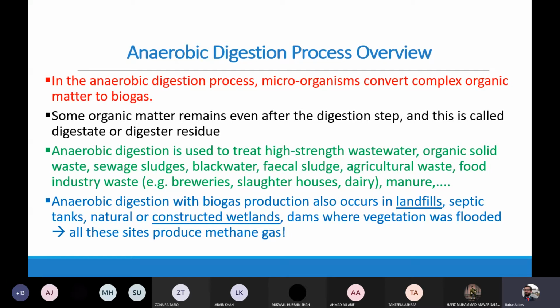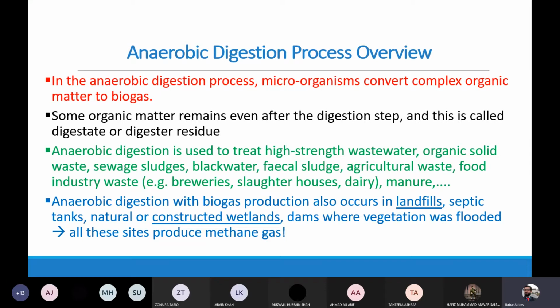So in the anaerobic digestion process, we know that microorganisms are used to convert complex organic matter to biogas, and this complex organic matter is your solid waste, the kitchen waste, organic waste, green waste, commercial waste, or many other categories of waste which have been discussed earlier in the initial lectures. Some organic matter remains even after the digestion step, and this is called digestate or digested residue.